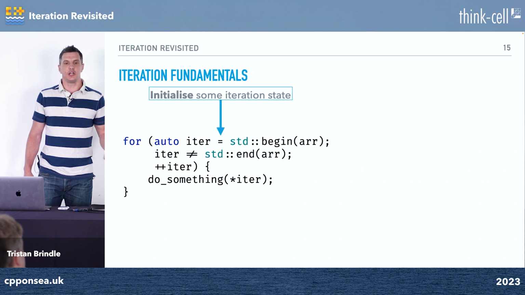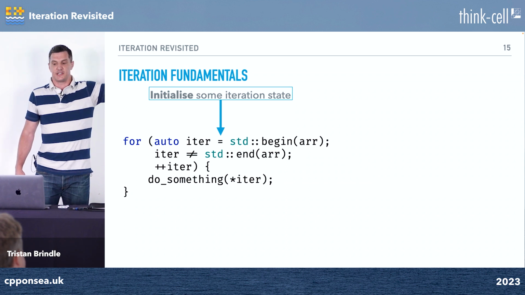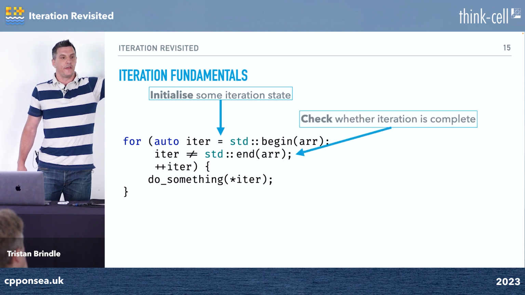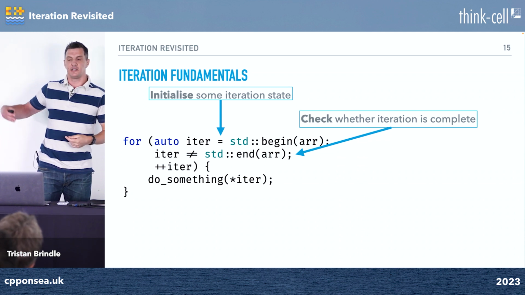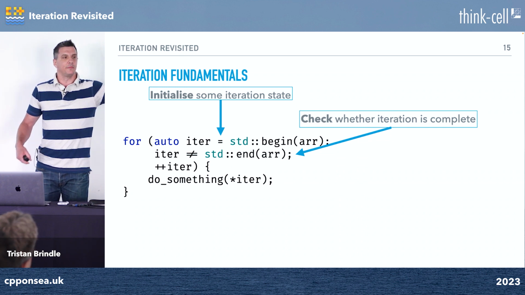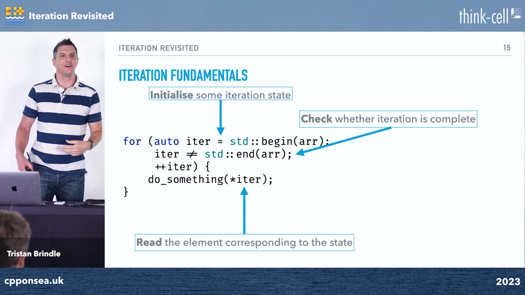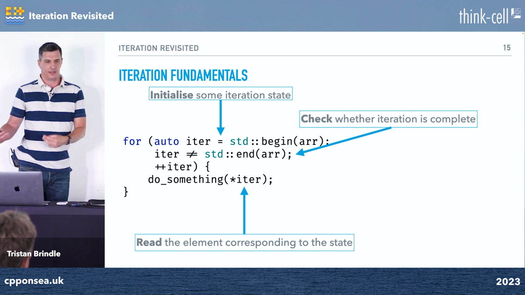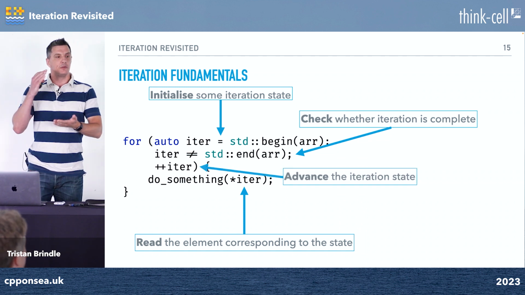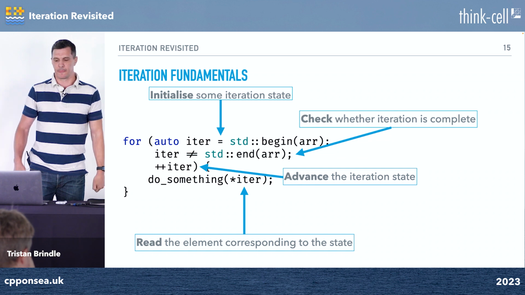First of all, we need to be able to initialize some iteration state. With iterators, our iteration state is encapsulated in this iterator object. But for any external iteration scheme, we need to be able to initialize some iteration state. We need to be able to check whether iteration is complete. With iterators, we do this by comparing with the past-the-end iterator, or with sentinels in C++20. But fundamentally, we need some check operation. We need to be able to read the element corresponding to our state. If we can't do that, then what are we even doing? We do this with the dereference operation for iterators. And then finally, we need to be able to advance our iteration state. We need to be able to say, okay, now I want to look at the next element in the sequence. Okay, 4 operations.